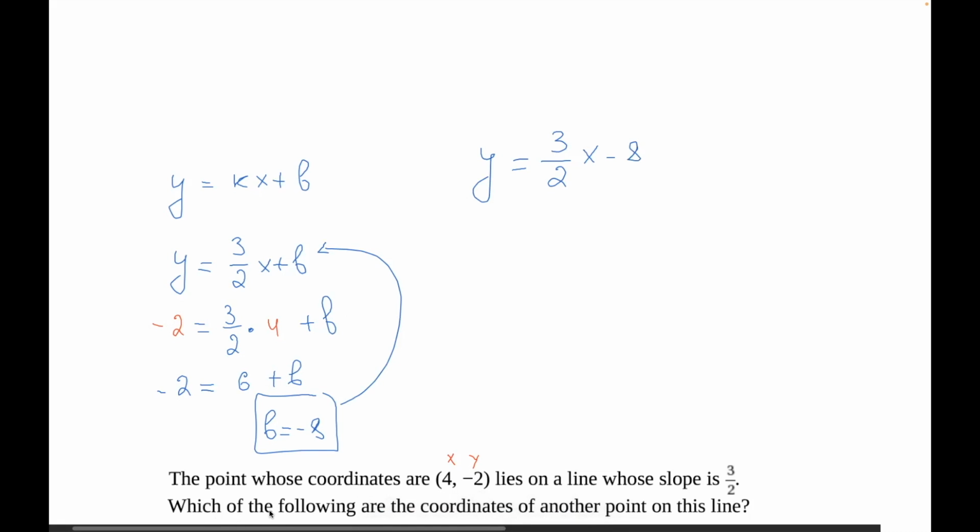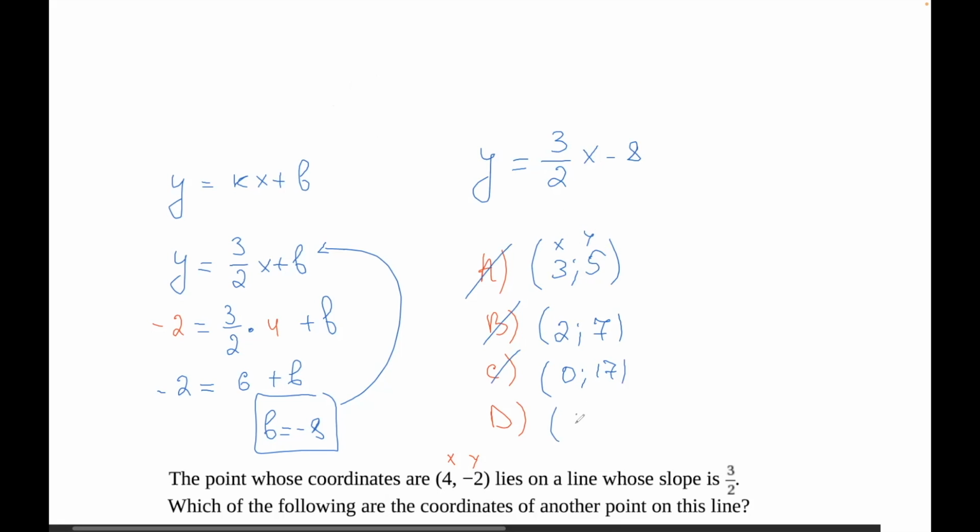They might ask, which of the following are the coordinates of another point on this line? You will have the cases, let's say A, B, C, D. Let's say A is 3 and 5. You will substitute: when x is 3, y is 5. Is it right? Of course not. Another case, let's say 2 and 7. When x is 2, y is 7, not. Let's say another one, 0 and 17. When x is 0, y is 17, not.